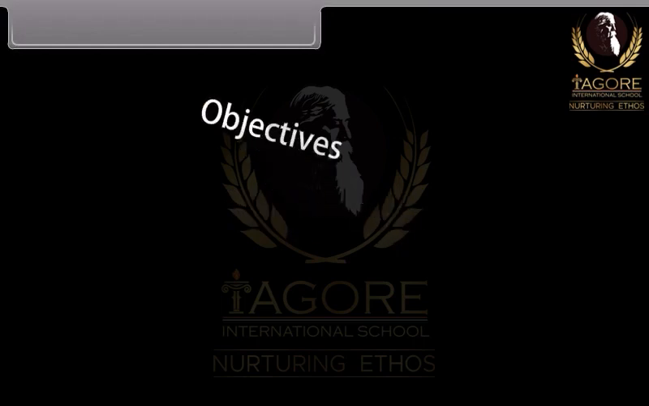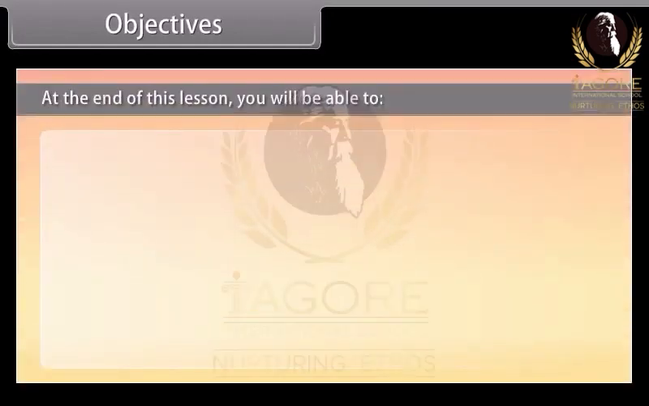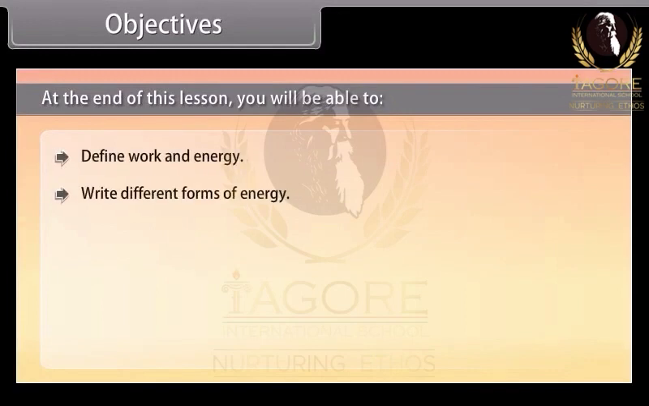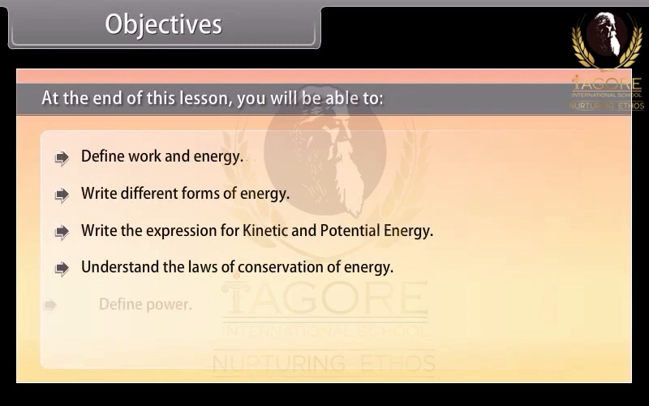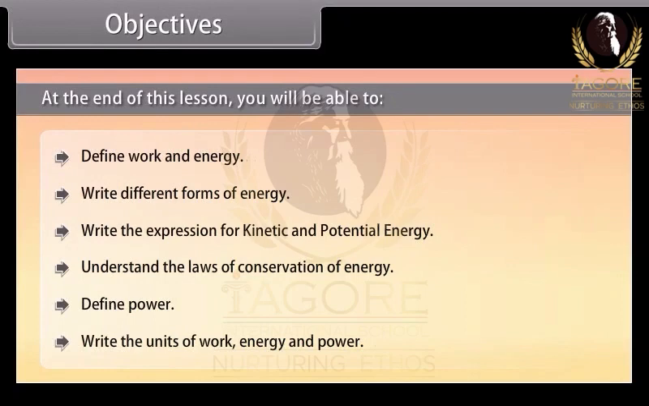Objectives. At the end of this lesson, you'll be able to define work and energy, write different forms of energy, write the expression for kinetic and potential energy, understand the laws of conservation of energy, define power, write the units of work, energy and power.